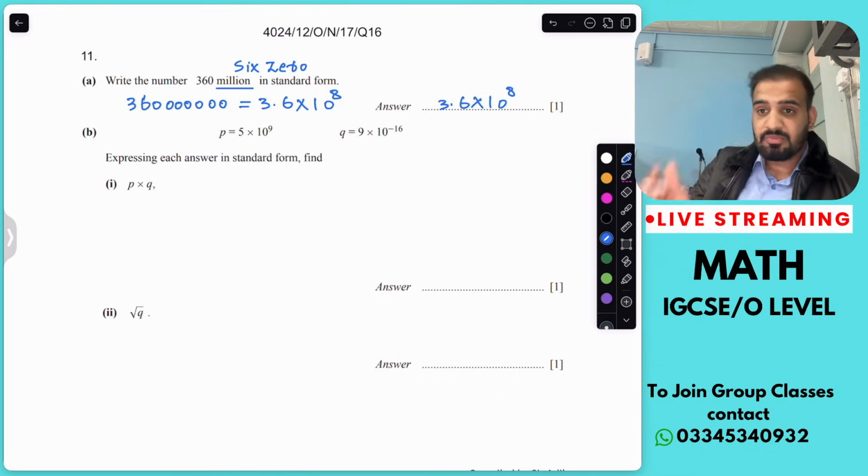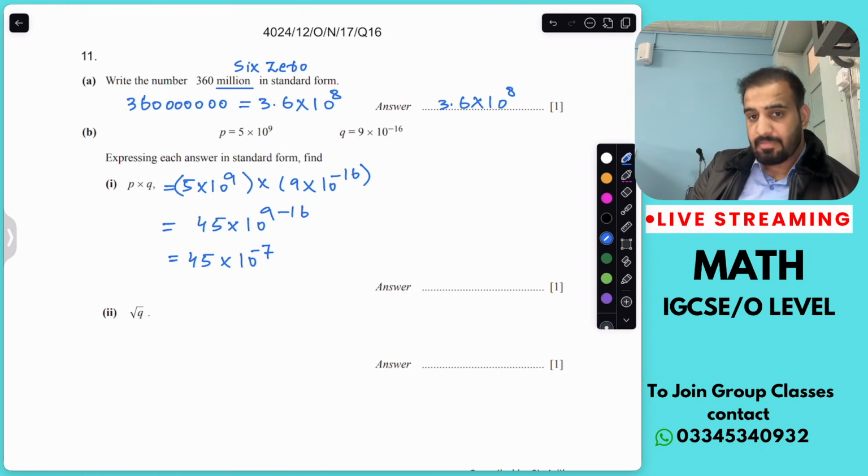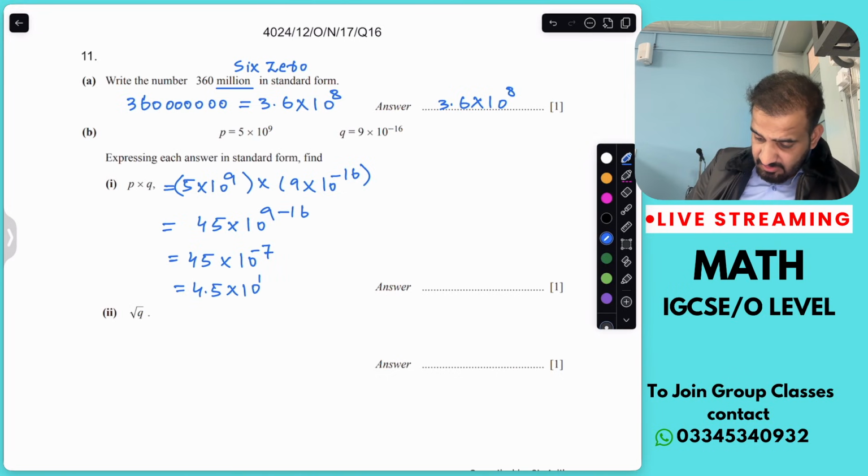Now you have two standard forms, you have to multiply them. So 5 cross 10 raised to power 9 cross... So 5 times 9 is 45 cross 10 raised to power 9 actually becomes minus 16. So 45 cross 10 raised to power 16 minus 9 is minus 7. Okay. Then 45 is not in standard form. Let's write 4.5 cross 10 raised to power 1 cross 10 raised to power minus 7. So the answer is 4.5 cross 10 raised to power minus 6.